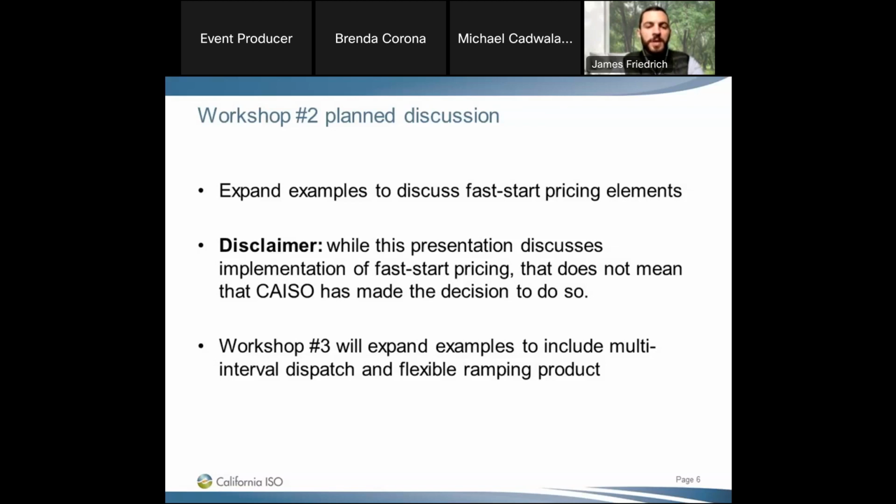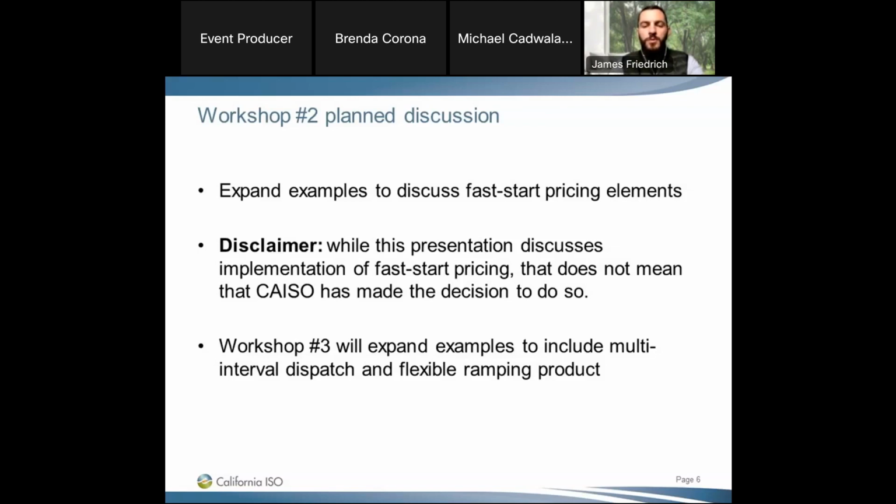Finally, the third bullet explains that we are planning to have a third workshop in this series that will extend the examples from today even further to include some more interesting elements of price formation and its relationship with fast start pricing as it relates to multi-interval dispatch, which the CAISO real-time market has and the Western EIM utilizes, and also the flexible ramping product, which again is a feature of the CAISO's real-time market and the Western EIM. After workshop 3, we feel we would be in a good place to begin the policy development around fast start pricing.